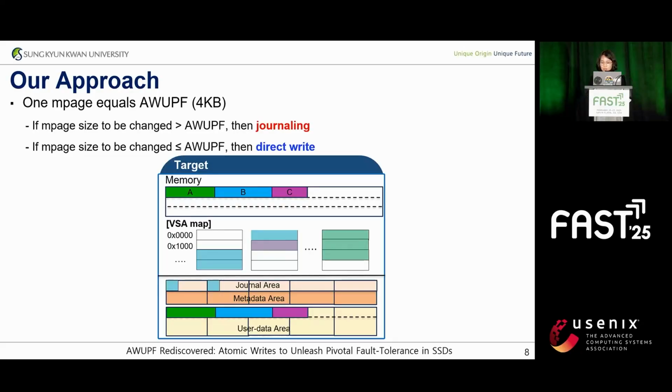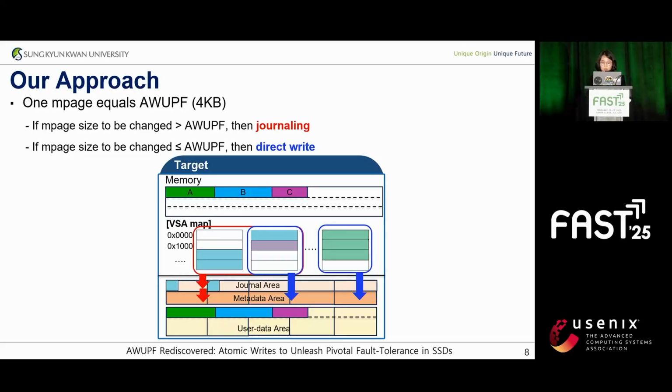allowing us to leverage AWUPF to ensure atomicity while simultaneously reducing double write. Let's look at an example. If write A updates only one M page, it can be directly written to storage, bypassing journaling. In contrast, if write operation B updates 2 M pages, it must be committed and later checkpointed to maintain consistency. However, if your subsequent write operation C updates only one M page, it can also be directly written, potentially including a portion of A's metadata.